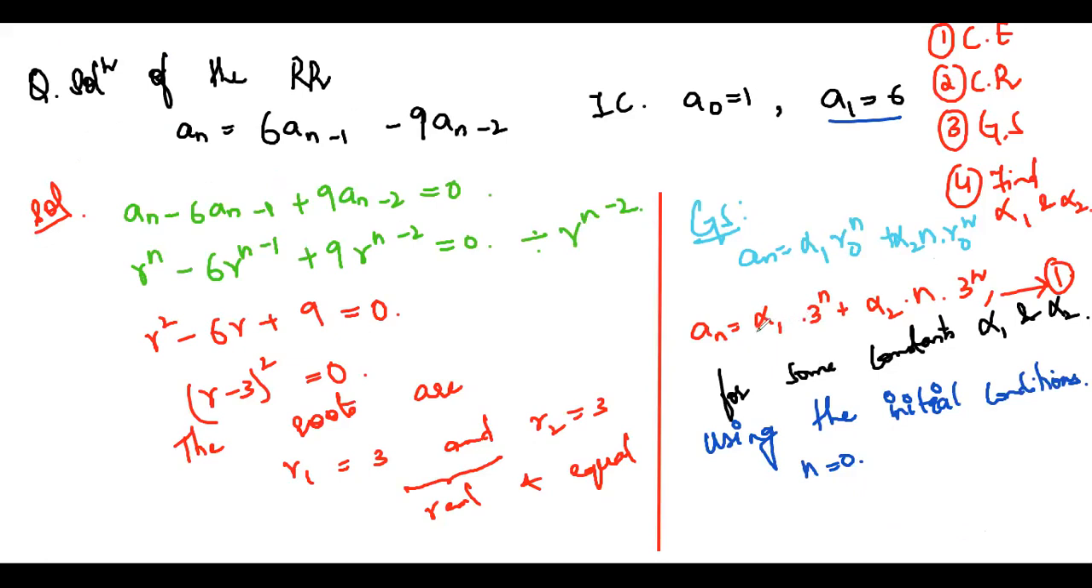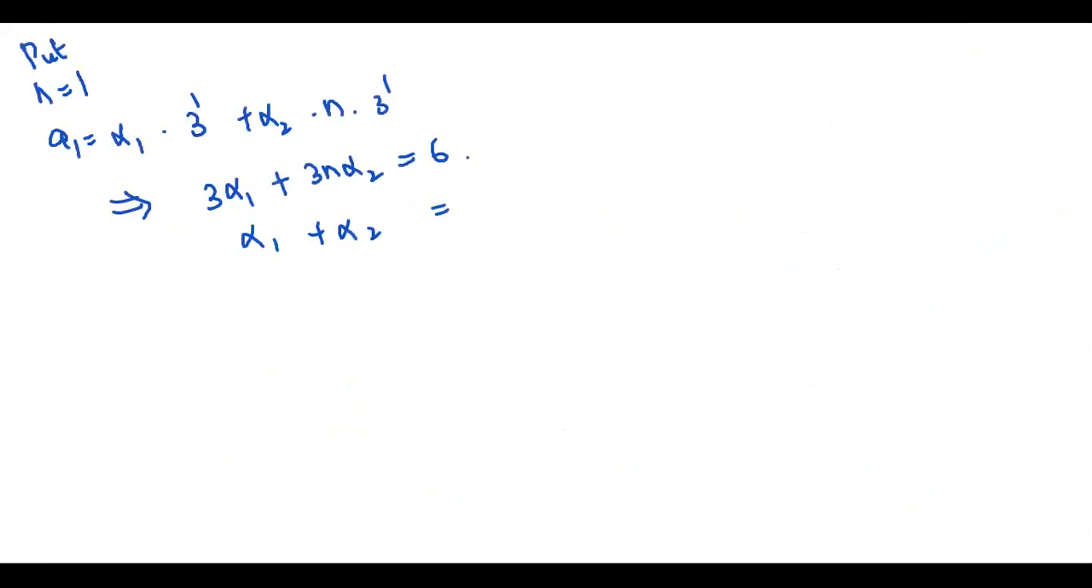Okay, so in this equation, if you put n is equal to 0, so a0 is equal to alpha 1 into 3 power 0 is 1 plus alpha 2 into 0 into 3 power 0. So alpha 2 into 0 into 3 power 0, which is 1, but we are multiplying with 0, so we will get only alpha 1. A naught is equal to alpha 1 implies alpha 1 is directly found out, which is 1. Okay, so we have alpha 1 directly over here. So alpha 1 is given as 1.